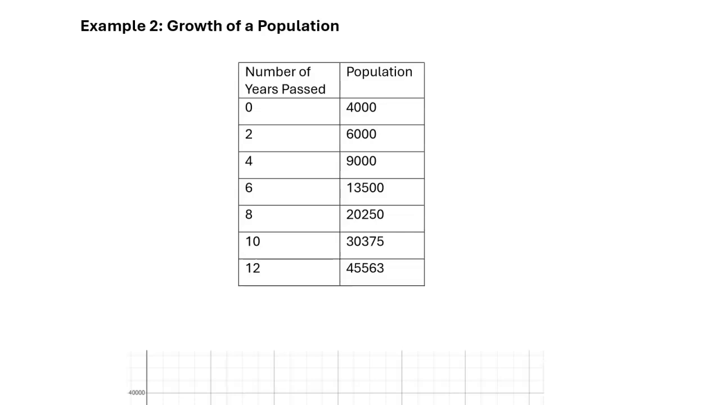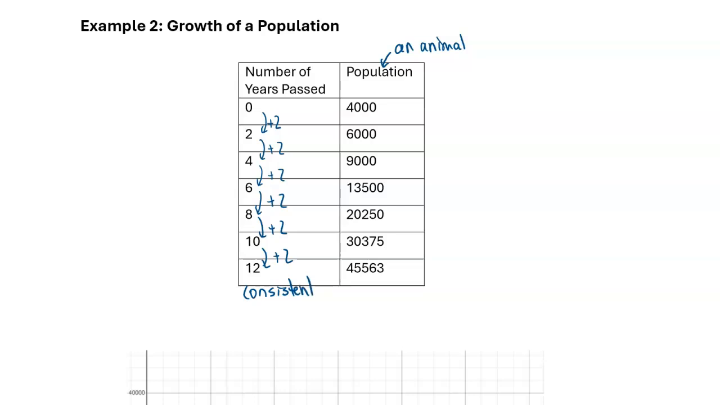Now, for example 2, the growth of a population. We could have the population of any animal. In this case, some animal. It could be a tiger, it could be a lion, it could be an insect, it could be anything you could imagine. But we're going to talk about the number of years past a certain point and then the population of those years. Now, you notice here that the number of years doesn't go up one at a time like it did before. In fact, here it's going up every 2 years.